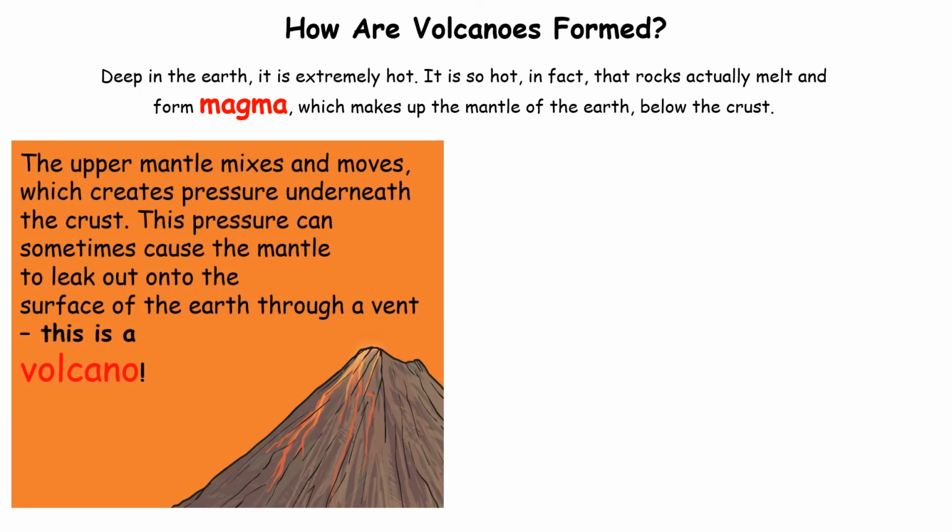and have a little bit of a look at how volcanoes are formed. We know that it's extremely hot down deep inside the Earth, and that the rock actually melts to form the magma, and that magma makes up the mantle of the Earth just below the crust. The upper mantle mixes and moves quite a lot, and that movement creates pressure underneath the crust. This pressure can sometimes cause the mantle to leak out onto the surface through a vent, which is called a volcano.